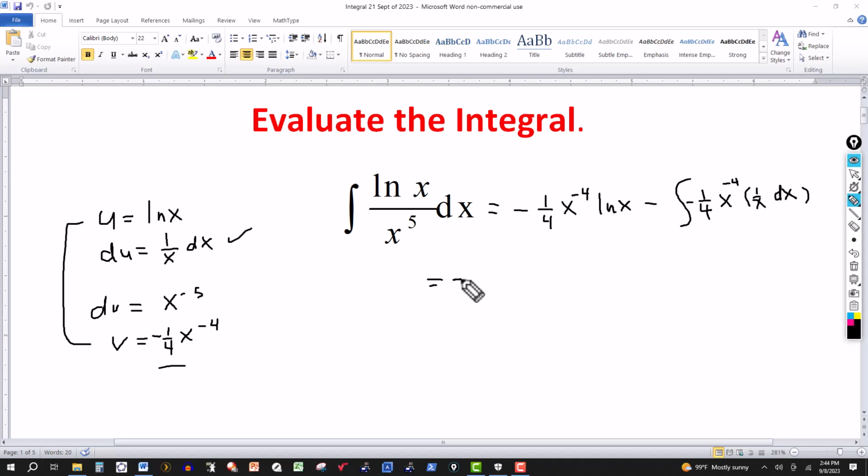Okay, so I'll continue over here then. The first part stays the same here. Negative 1/4 x to the negative 4 ln of x. And then I have a double negative here, so this would make this a plus. It'll be the integral of, and notice I have x to the negative 4 and 1 over x, so bring this upstairs, becomes a negative 1, x to the negative 1, so I write this as 1/4. It's just x to the negative 5 then.